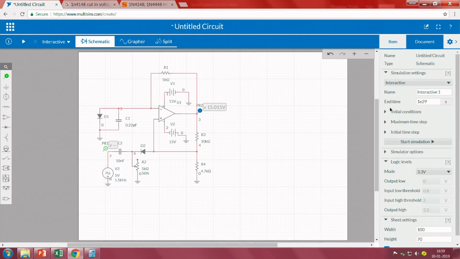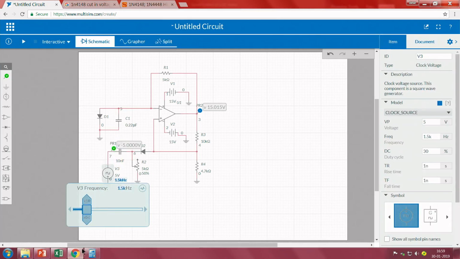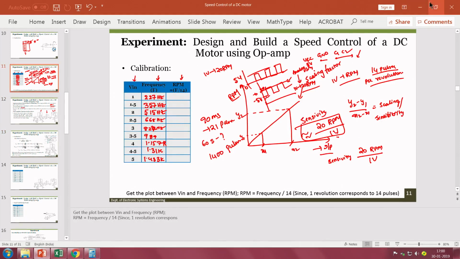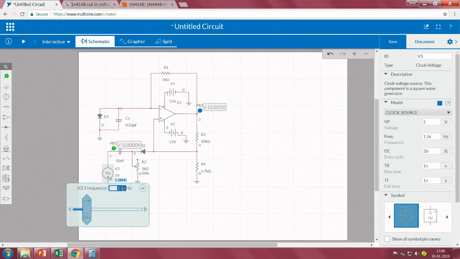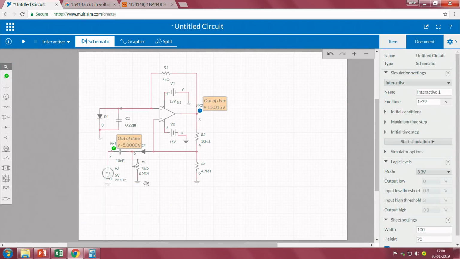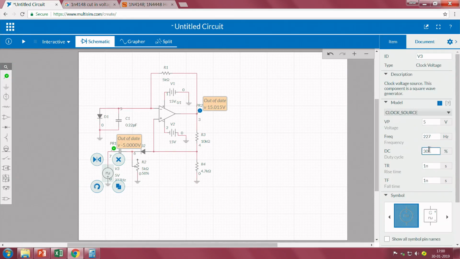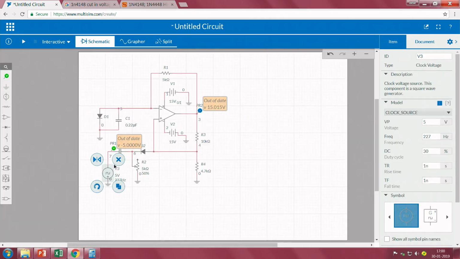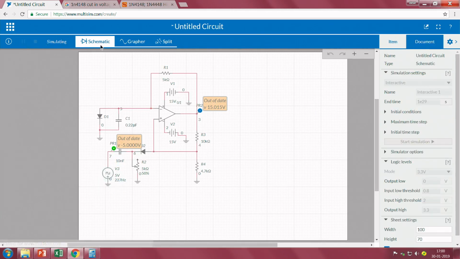Right. So we will now change different frequencies, starting from whatever we have recorded, 227 hertz. So I will keep it at 227 hertz. The duty cycle is 30% for everything. The on time should be higher, so it should be 70% for everything. Okay, let me run.